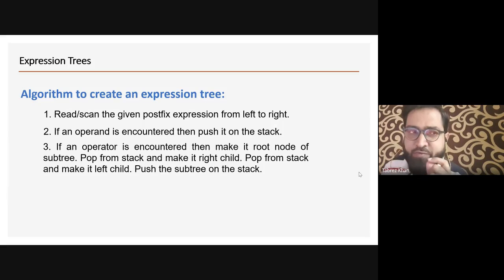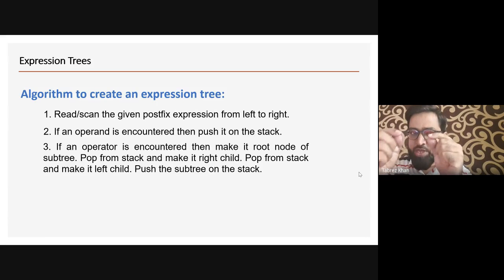Now, technically, and from implementation point of view, when we say that an operand is pushed onto the stack, or we say the subtree is pushed onto the stack, basically we are talking about pointers. For each of these operands and operators, a node would be created because it's a tree. Operators are the internal nodes and operands are the leaf nodes. So node will be created for each encountered symbol. For every symbol, a node would be created.